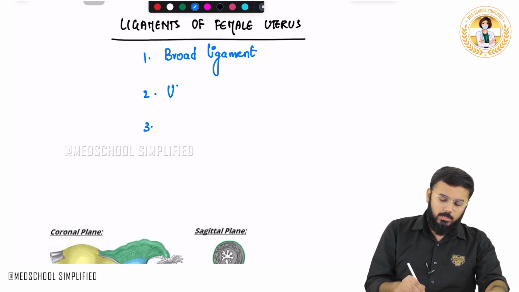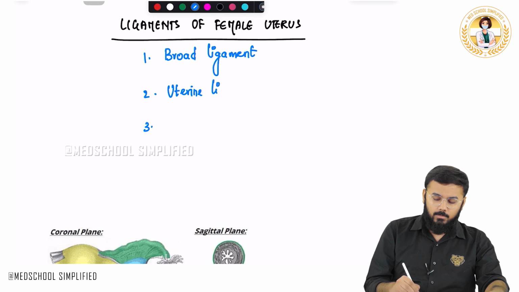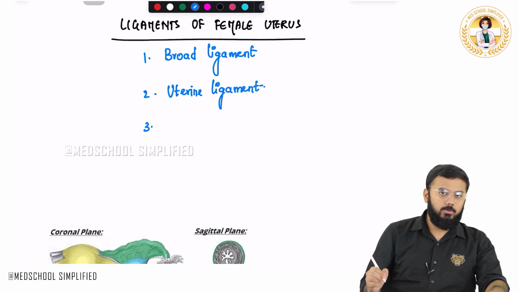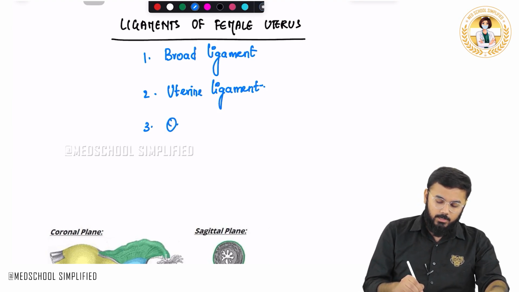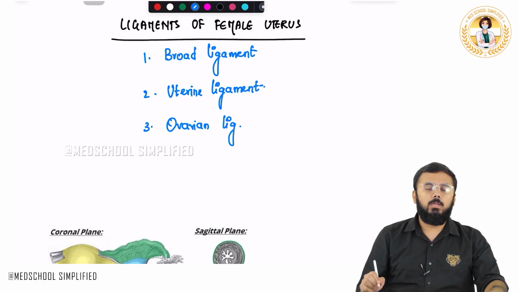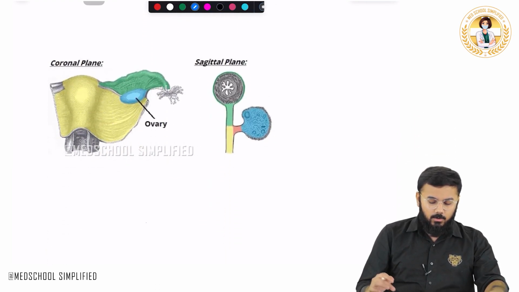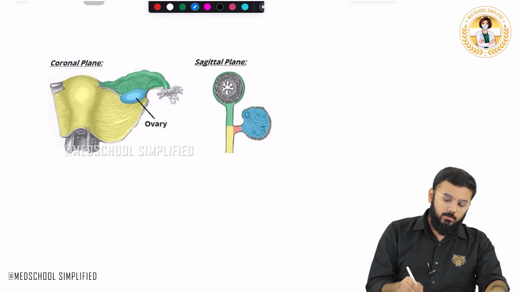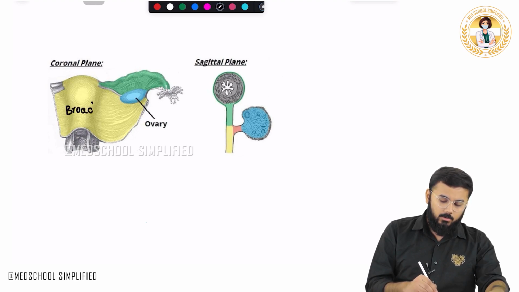And the next important thing is the uterine ligament. And the third important thing is the ovarian ligament. So what are the three important ligaments we have got? One is the broad ligament, the uterine ligament, as well as the ovarian ligament. Now if you look at this particular picture over here, you see this particular ligament which is located here. This is called the broad ligament of the uterus.